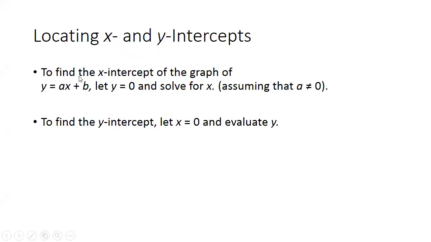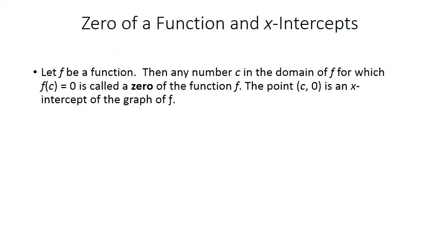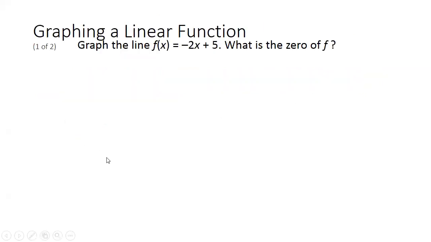Okay, here to find the x-intercept, you let y be equal to 0 and solve for x. If you want to find the y-intercept, you let x be equal to 0 and solve for y. And we already know how to do that. So we can look at some examples. Let f be a function, then any number c in the domain of f for which f of c is equal to 0 is called a zero of the function. So that would be where you intercept the x-axis. That would be your x-intercept.